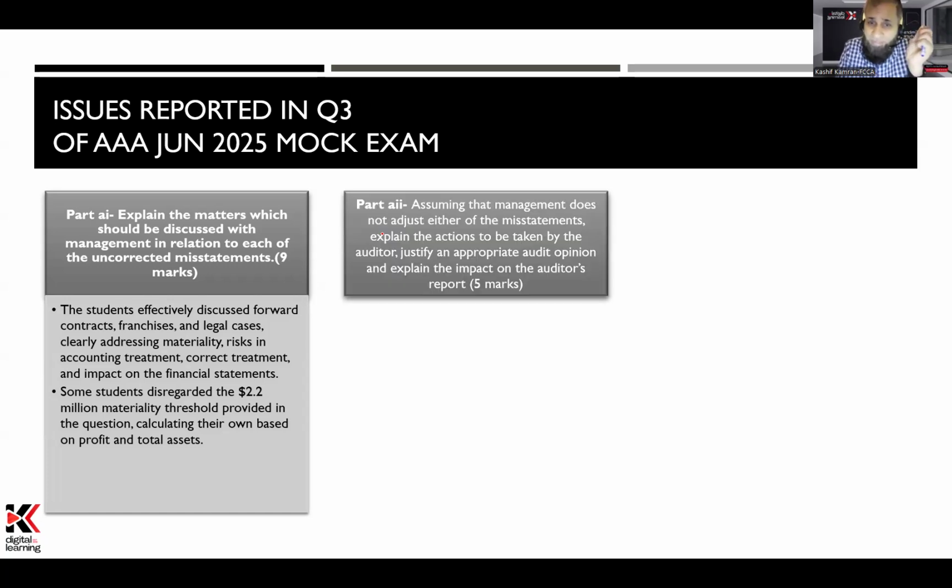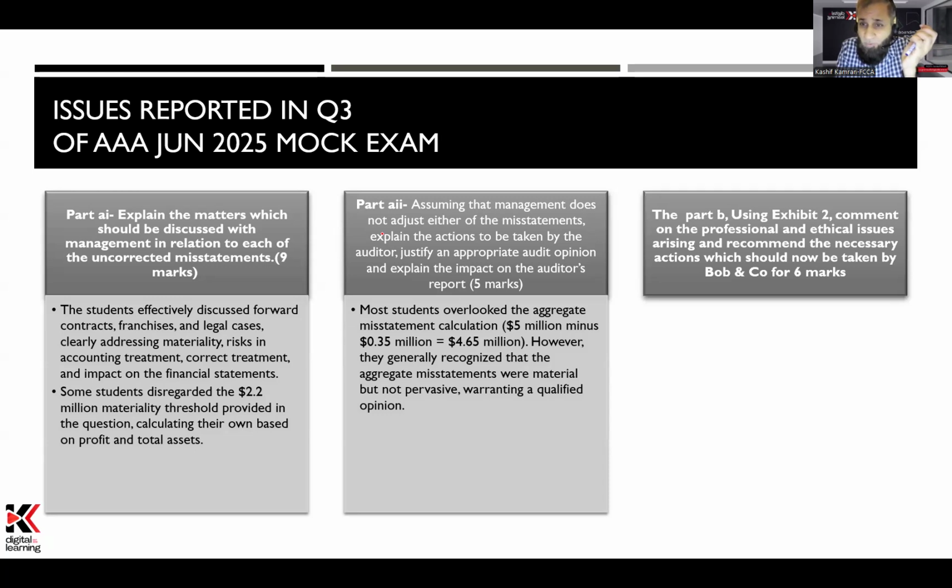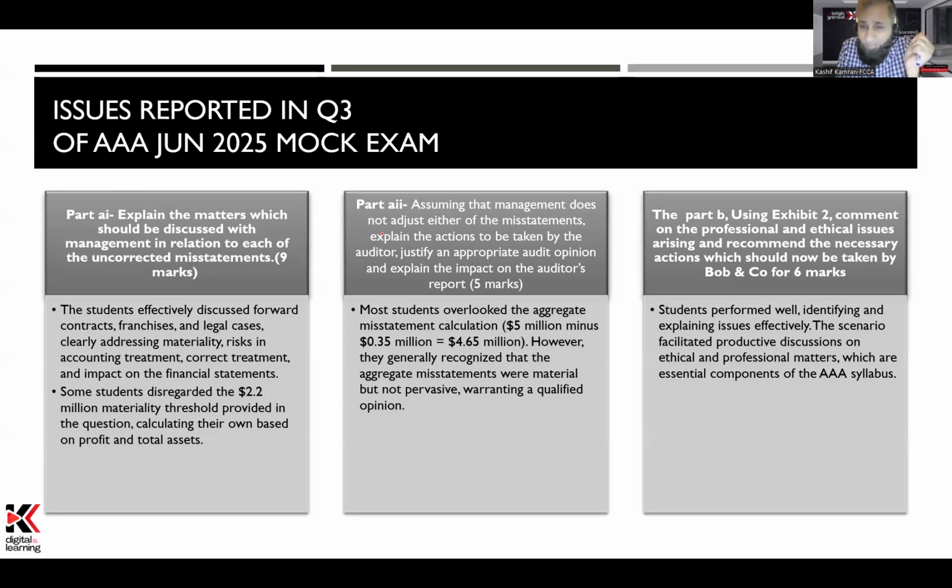Part A2, assuming that the management does not adjust the misstatements, explain the actions and the appropriate opinion. Most students overlook the aggregate misstatement calculation. That is $5 million minus $4.35 million is equal to $4.6 million. However, they generally recognize that the aggregate misstatements were material, not pervasive, warranting a qualified opinion. In part B, on the ethical and professional issues, students performed well, identifying and explaining issues effectively. The scenario facilitated productive discussion on ethical and professional matters, which are an essential component of the AAA syllabus.